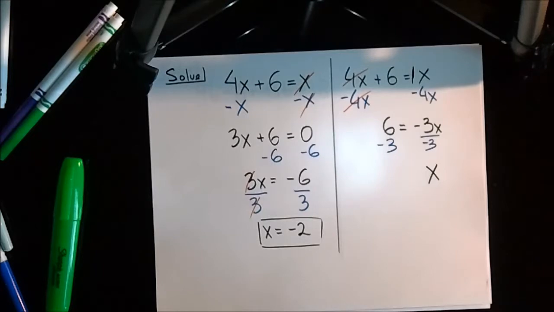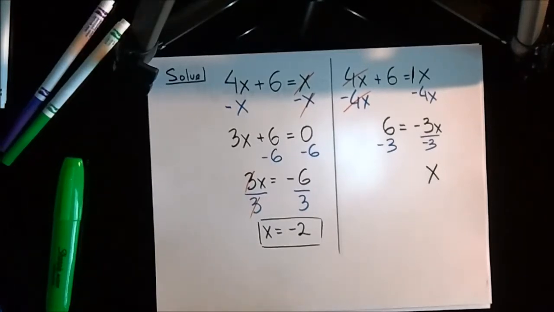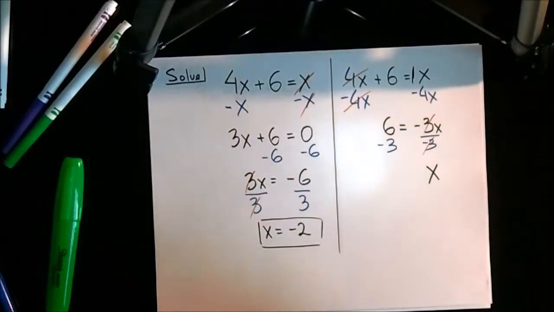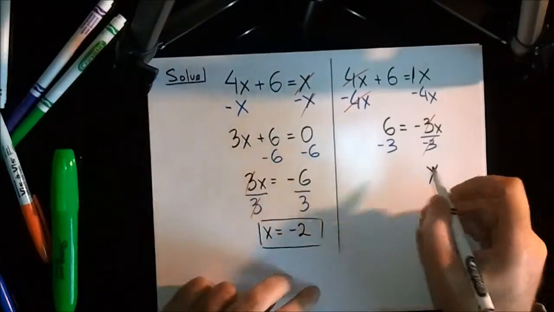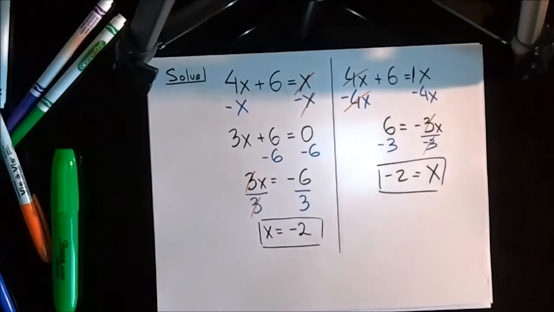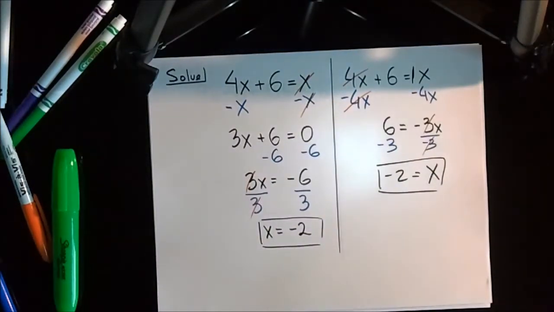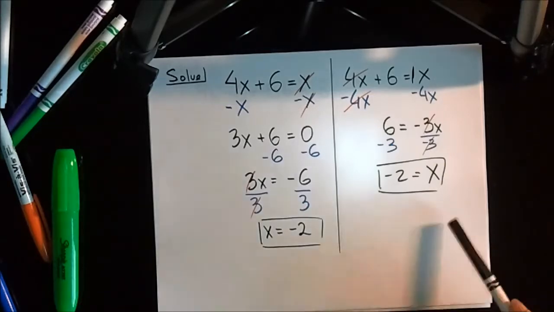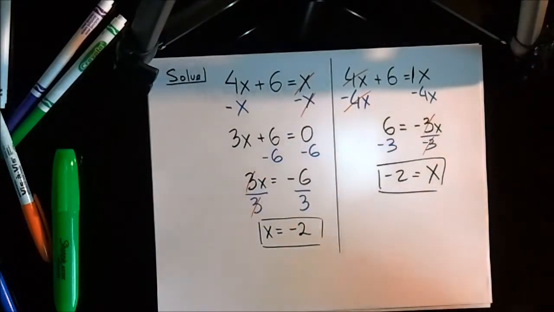Six divided by negative 3 is indeed negative 2. So x is negative 2. Did I get the same answer? Yes. Did it take me fewer steps? Yes. And this is why the book wants you to do it this way, because it technically takes fewer steps.